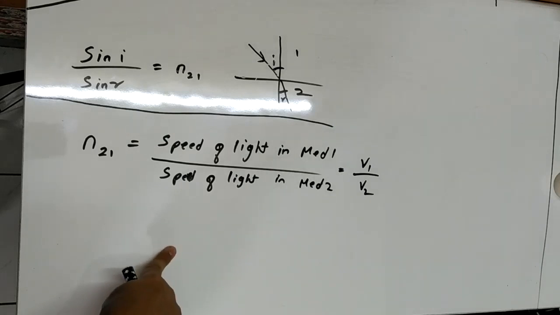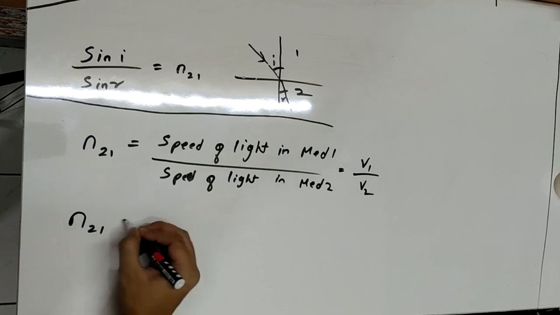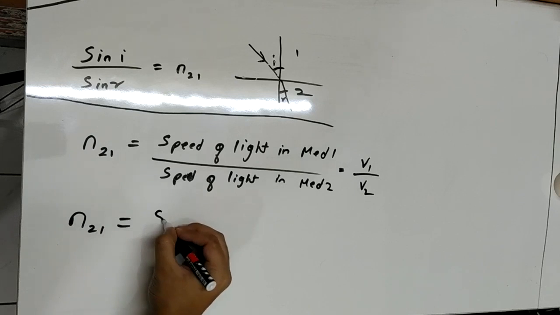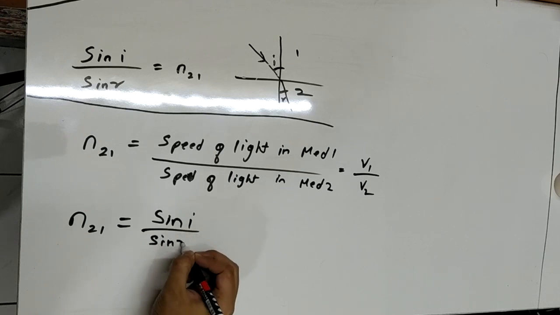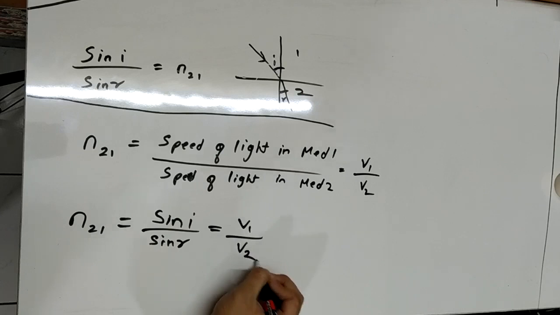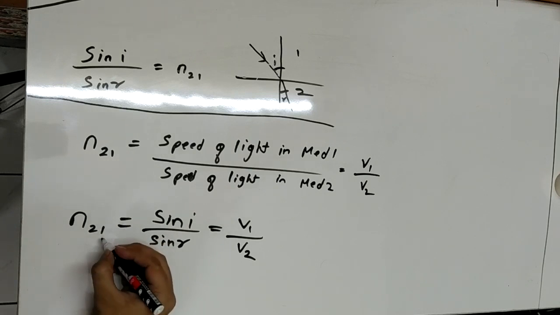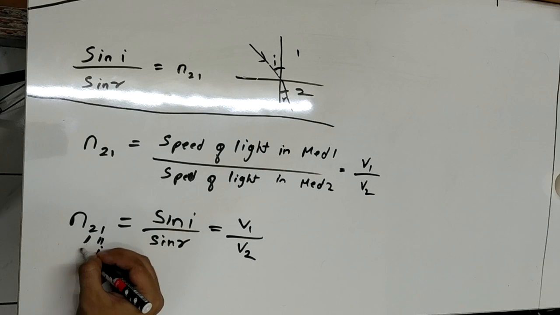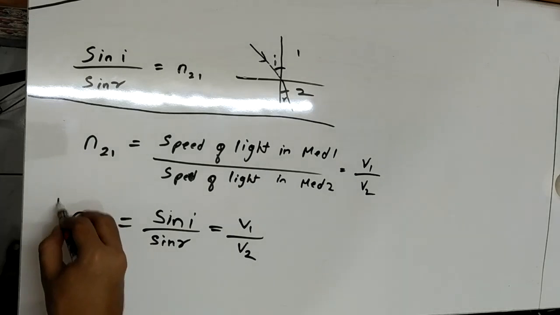Combining both of them, we get n21 is equal to sin i by sin r, which is equal to v1 by v2. See, medium 2 with respect to medium 1: incidence is happening in medium 1, refraction is happening in medium 2, and v1 by v2. Note this down, this is very important.